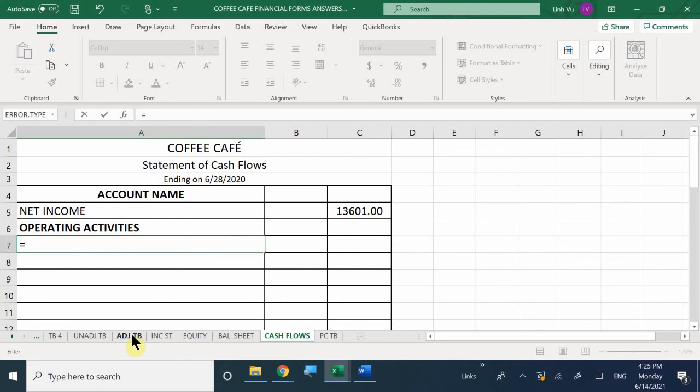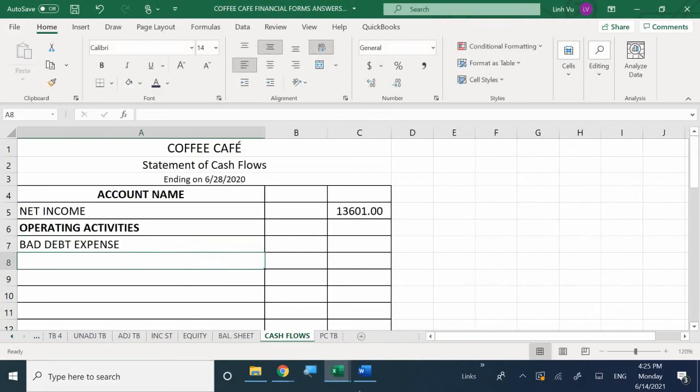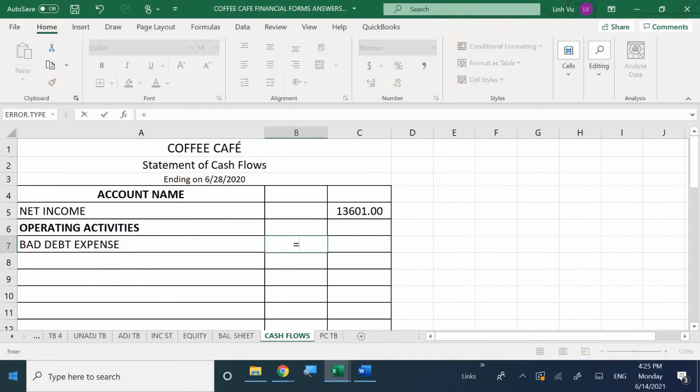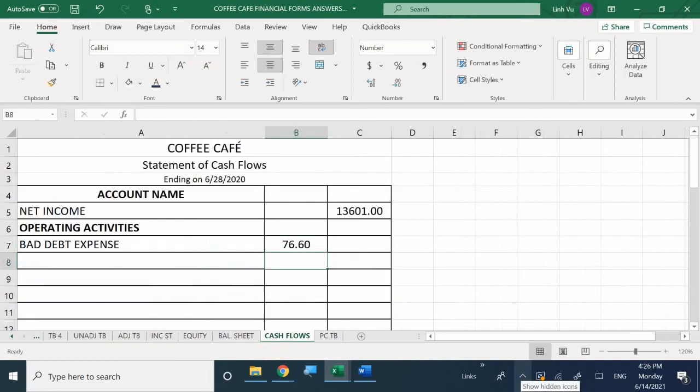That's not how the real world works. You can't take out this money from an asset. So in this case, our first entry is going to be bad debt expense, because that's something we took for money that we've never received. So in this case, we're going to add back the value of $76.60. Okay, so we're going to add this value back.